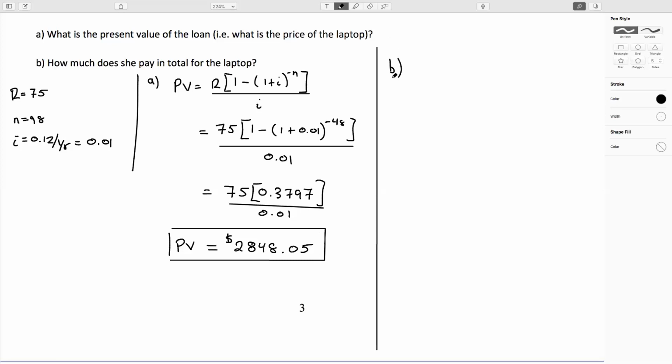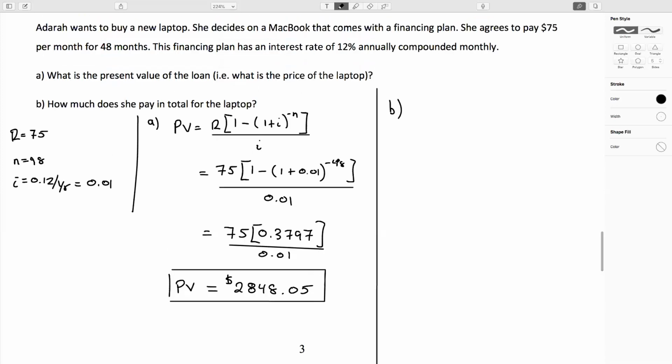Part B is how much was she paying in interest? Well, if we take her regular payment and multiply it by 48, what she total paid is $75 times 48. That means she's paid $3,600. That's the future value of her loan. If we subtract the present value from this $3,600, that's all interest.